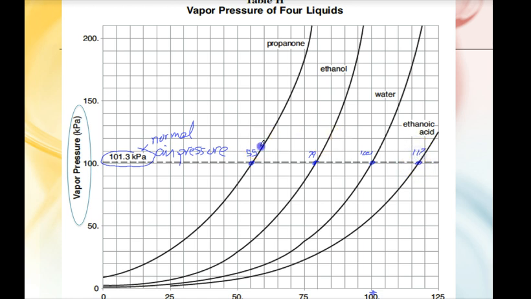What accounts for the differences in the boiling points? It's all based on intermolecular forces. These have weak intermolecular forces. This has strong intermolecular forces. That's one of the things that you should understand about this: the lower the boiling point a liquid has, the weaker the intermolecular forces. The higher the boiling point of a liquid, the stronger the intermolecular forces.